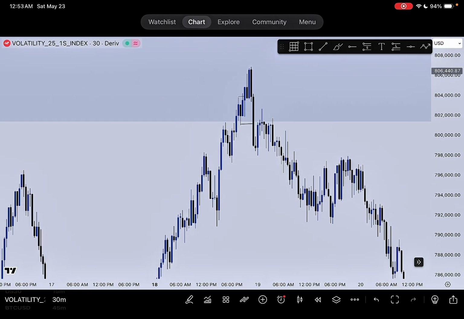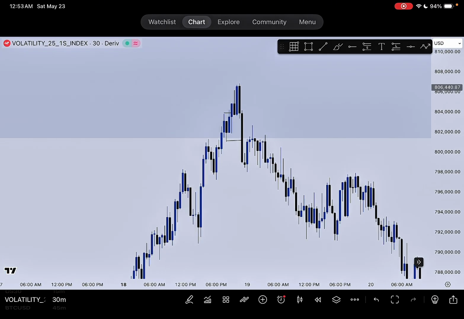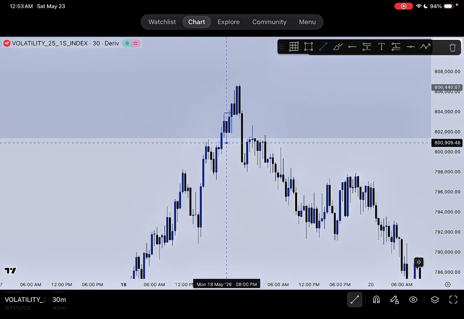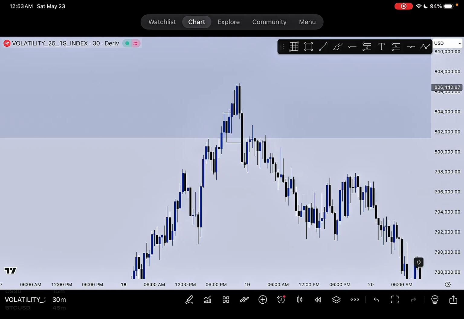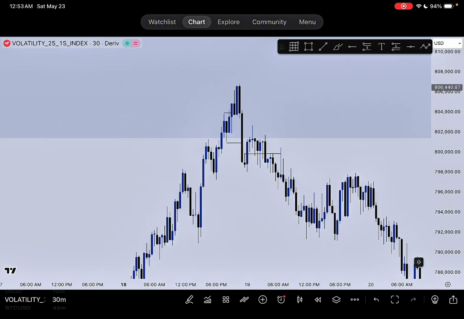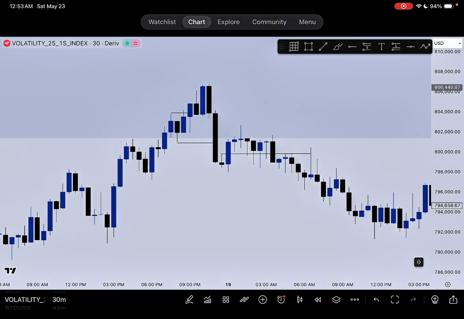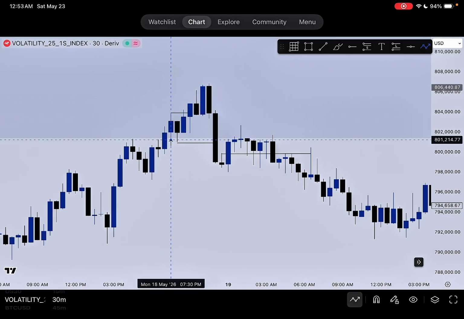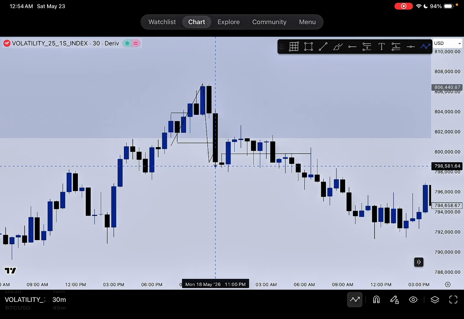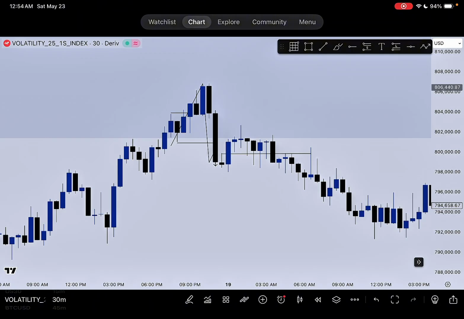You can clearly see that after this MSS, our inducement did not mitigate the order block. This is our inducement, the valid pullback after an MSS. Then we got an MSS here. This is the candle that caused the MSS. We had a pullback, and that candle broke below this candle, so it's a valid MSS.